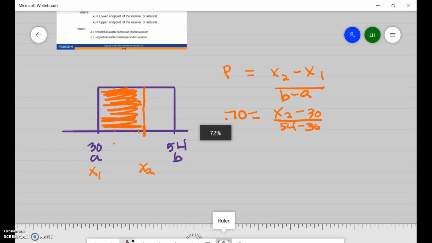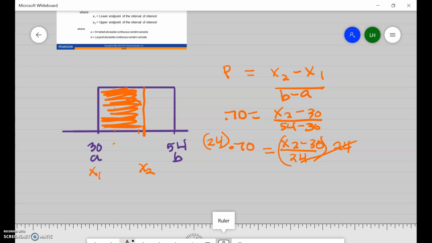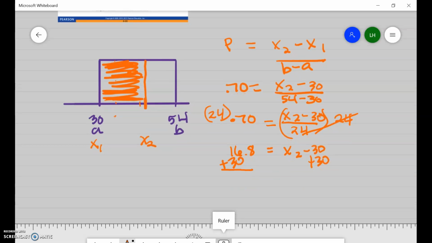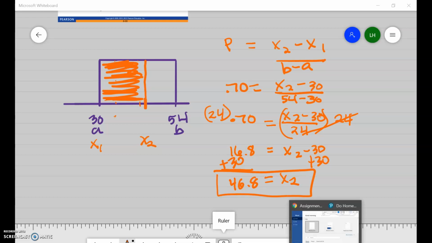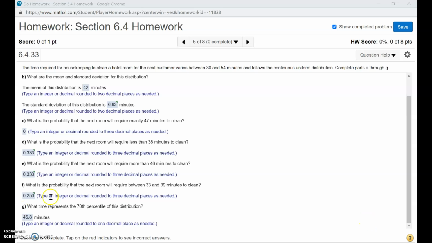So what we can do is solve it as an equation. 54 minus 30 would be 24. And then you would get x2 minus 30, and then you would have 0.70. And so you can get rid of 24 by multiplying both sides by 24. So when you do 0.7 times 24, you get 16.8. So x2 minus 30, we're going to add 30. And that would give us 46.8 is the value that is at the 70th percentile. 46.8 minutes.